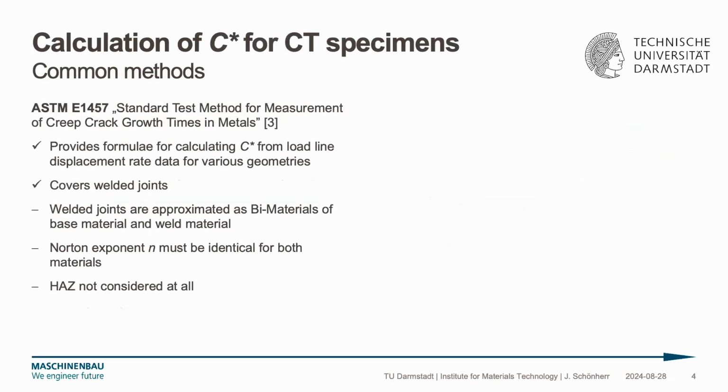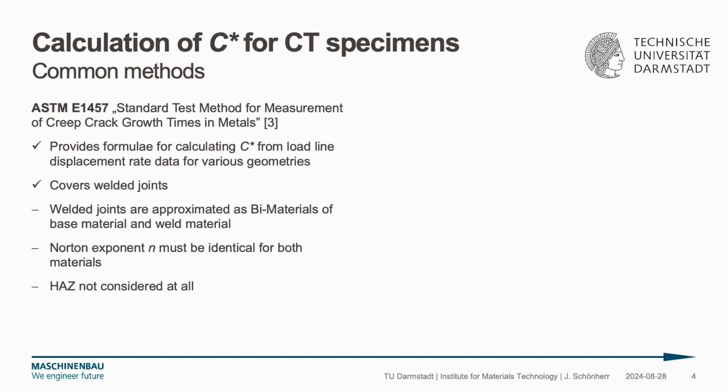If we want to calculate the C star integral for specimens like the CT specimen, a pretty common fracture mechanics specimen, there are standards like, for example, ASTM E1457 that provide formulas to calculate C star from the load line displacement rate and the forces for different geometries. And it also covers welded joints. But these welded joints are only approximated as bimaterials of the base material and the weld material.